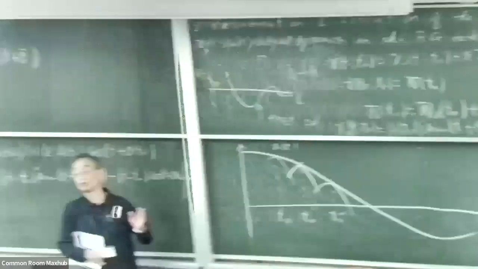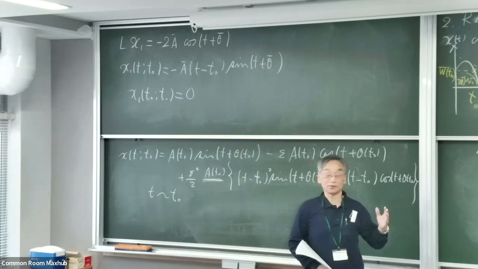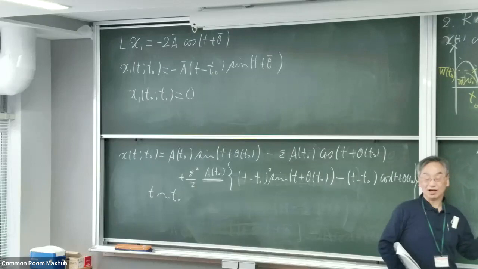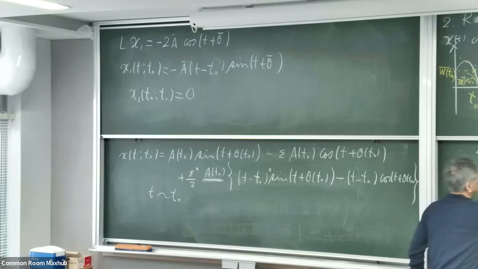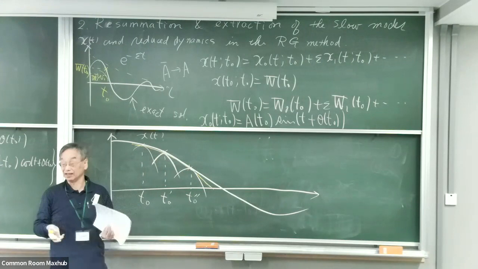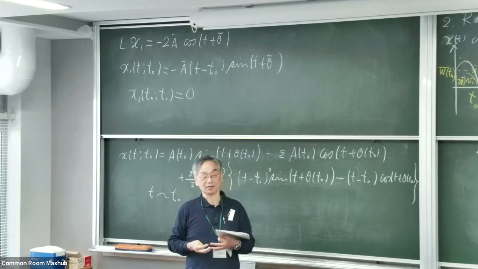So we have actual treasure: an infinite number of solutions which are valid around arbitrary time t naught. So why don't we connect these solutions? If we connect these solutions like this, then we should have a solution which is valid in the global domain. Our particular solution is only valid locally around t naught, but t naught is arbitrary. So connecting all such particular solutions, which are locally valid, we should have a solution which is valid in the global domain.